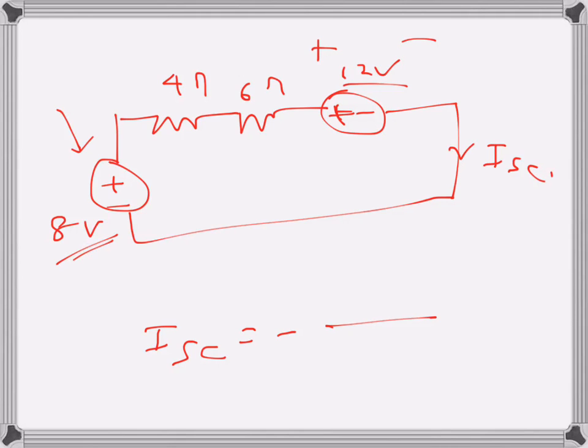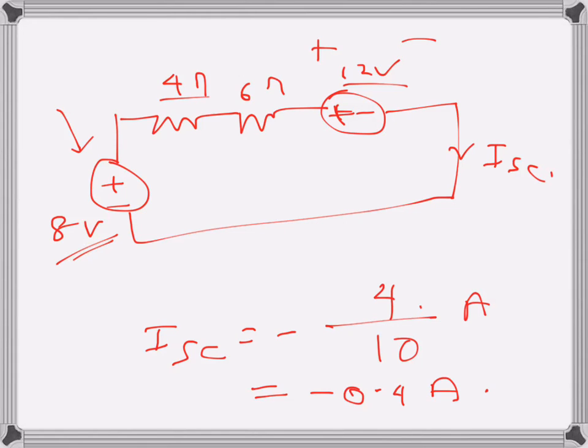I'm just writing directly from observation. So 12 minus 8 will be 4, and the total value of the resistance, the sum of 4 and 6, is 10. So that's the value of the current ISC, which is basically minus 0.4 amps. So this is the Norton current, which is the short circuit current.